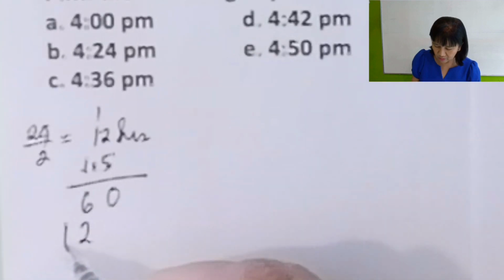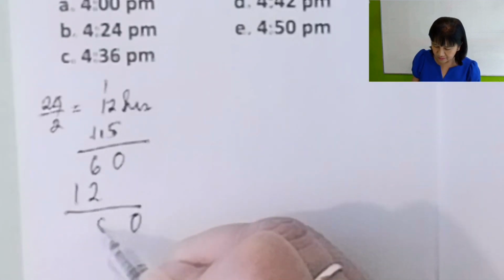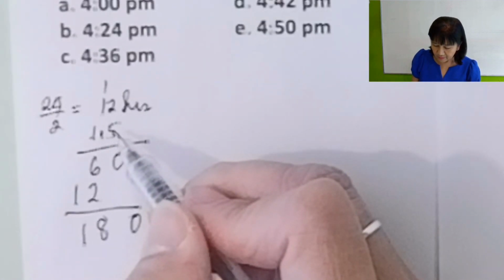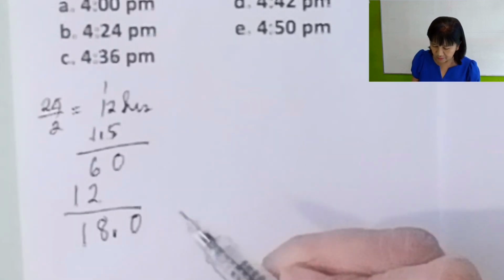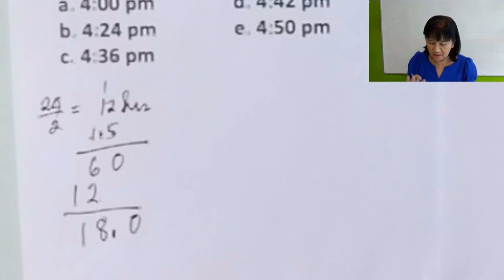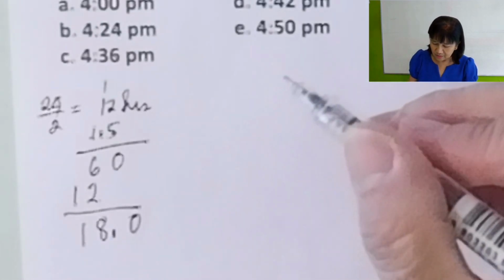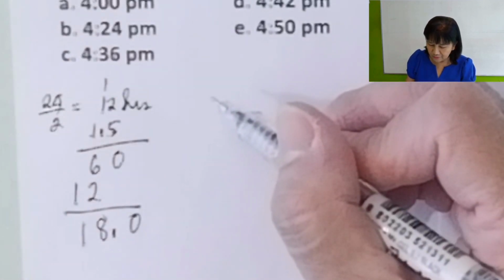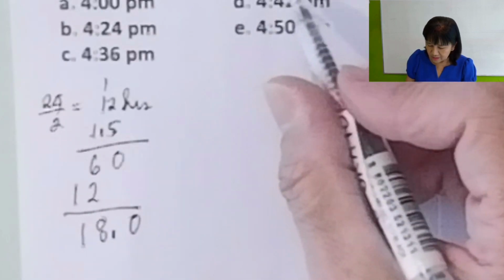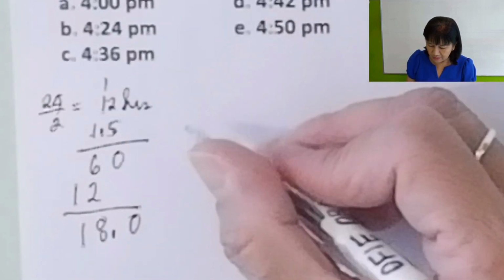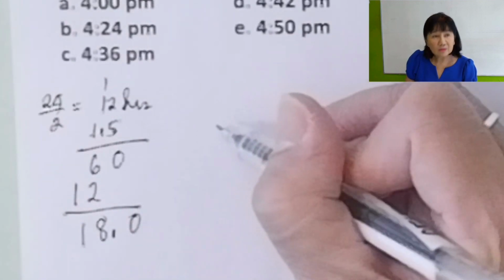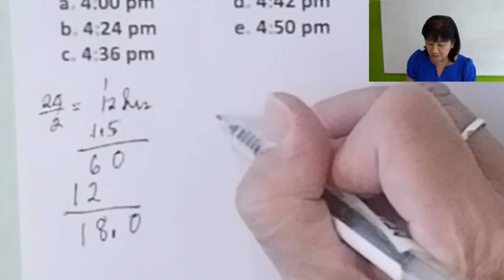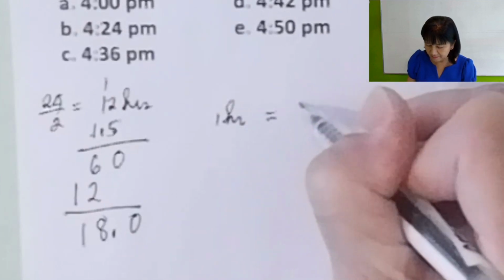1 times 1, 1. So this is 0.81. But you have a decimal here, so 1.1 point. So it loses 18 minutes. So therefore, when it is actually 5 p.m. the following day, but 1 hour is 60 minutes, right?